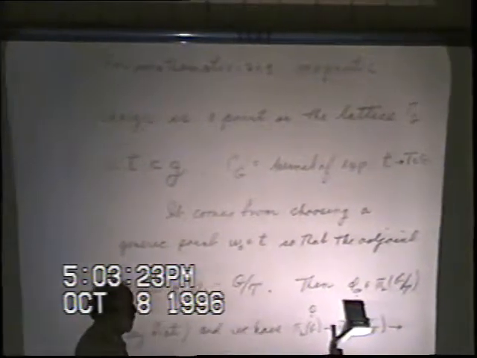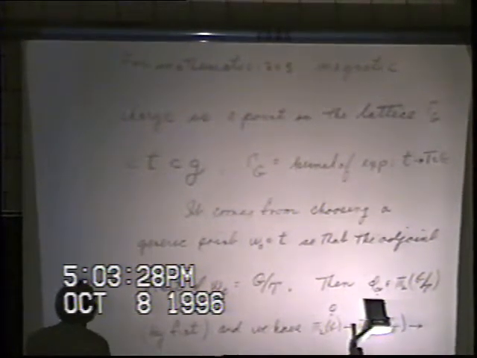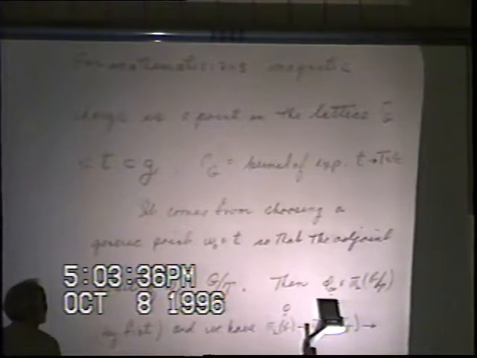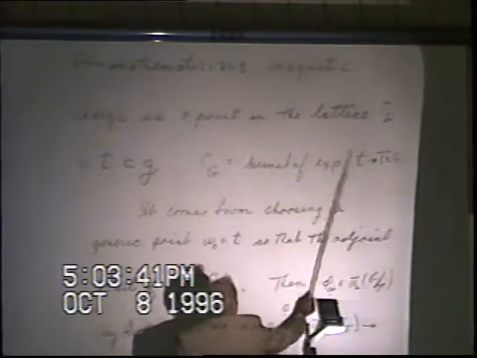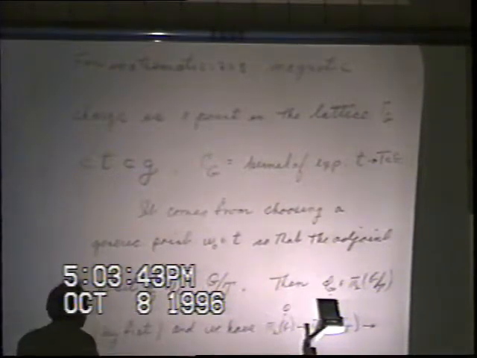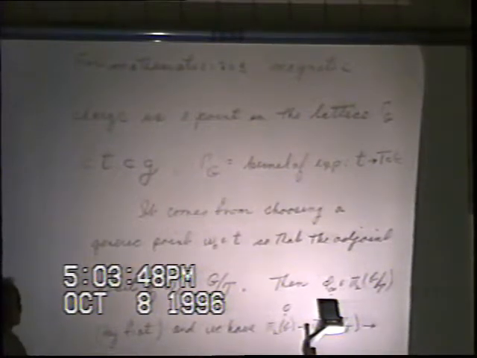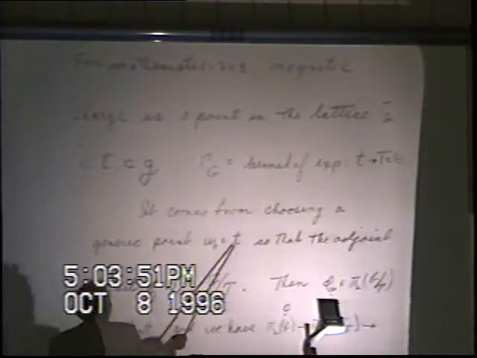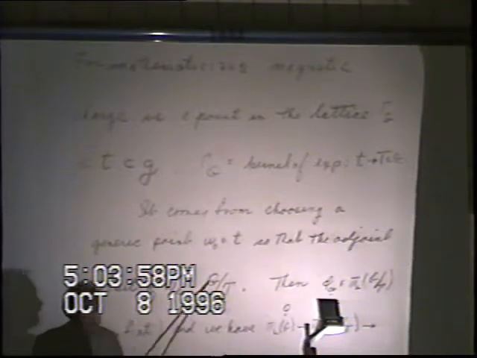I said this for the simple case of SU(2). Let me say it more generally. Magnetic charge, I claim, is a point in the lattice gamma sub G, if you start with a compact semi-simple group G. It's the kernel of the exponential map from the Lie algebra into the maximal torus. And how it arises in field theory is you choose a generic point, omega 0, in the Lie algebra, so that the adjoint orbit of this generic point is G mod T.